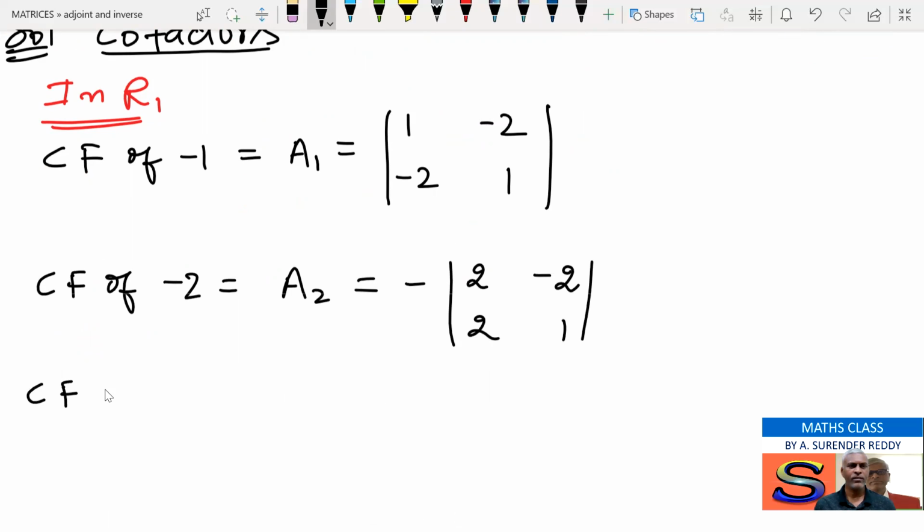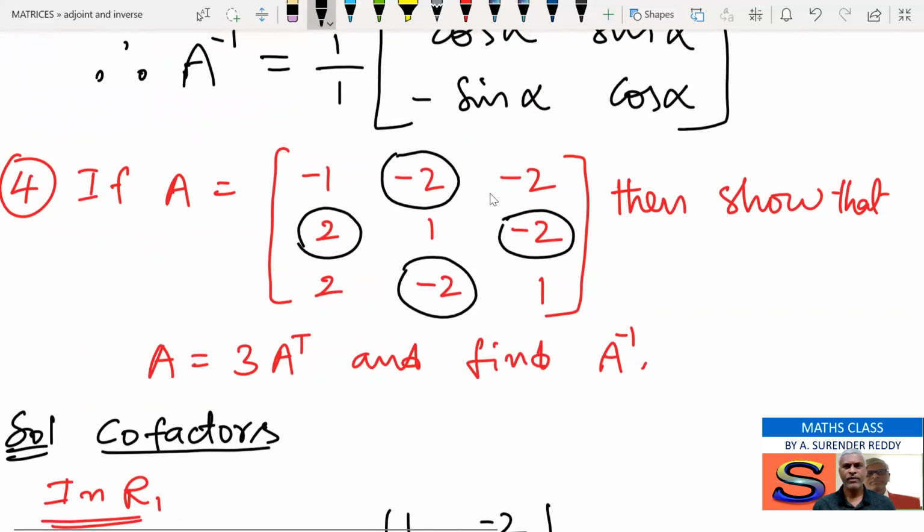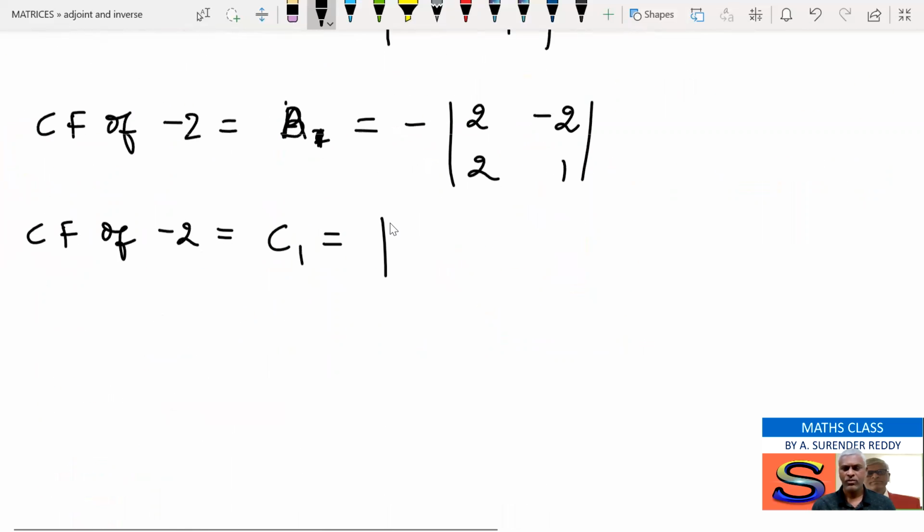Next, the cofactor of -2, the third element of the first row, let us call it C1. For the third element, eliminate the first row and third column, then take the remaining elements: 2, 1, 2, -2.